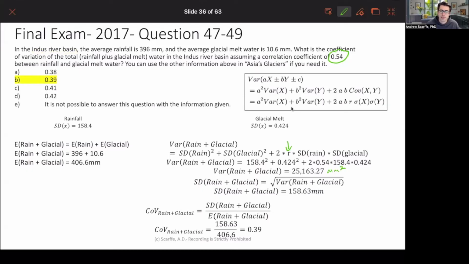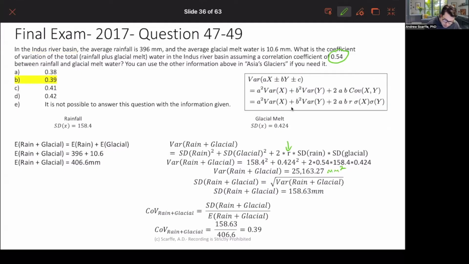From there, we can take the square root of our variance. So the square root of 25,163.27 millimeters squared will give us the standard deviation of rain plus glacial of 158.63 millimeters. From there, our coefficient of variation is just equal to our standard deviation divided by our expected value. So now we sub these values in and we get a coefficient of variation to be 0.39.